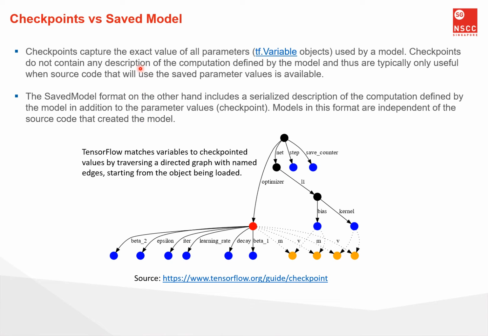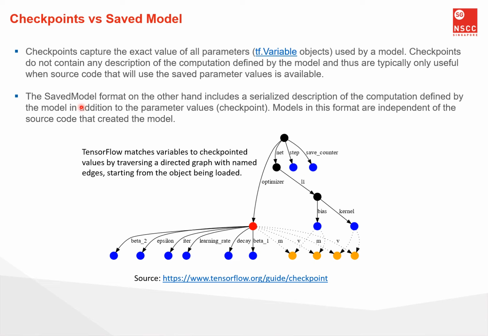So what's the difference between these two formats? The TensorFlow checkpoint format versus the SavedModel. The checkpoints capture the exact value of all the parameters, basically all the TensorFlow variable objects that are being used in the model. Checkpoints do not contain any description of the computation or how the computation is done by the model, and thus are only useful when the source code is available. So if you don't have the source code, you don't know the configuration, nor do you know how to compute with the weights after you've restored them from the file, then the checkpoint is not as useful.